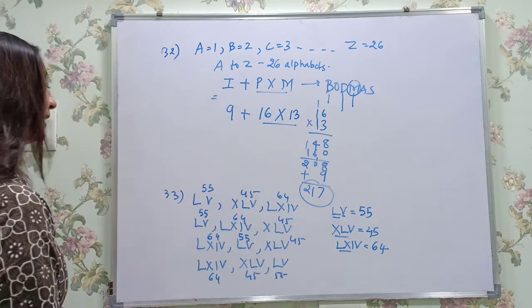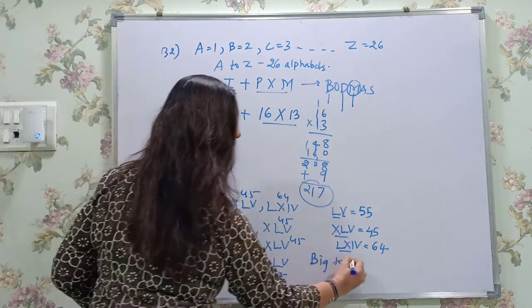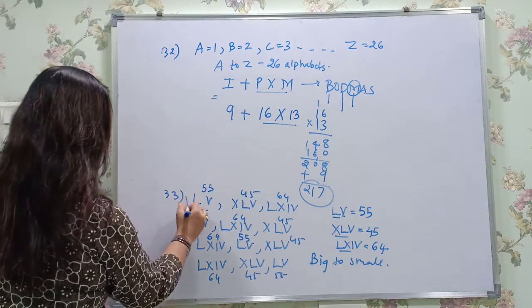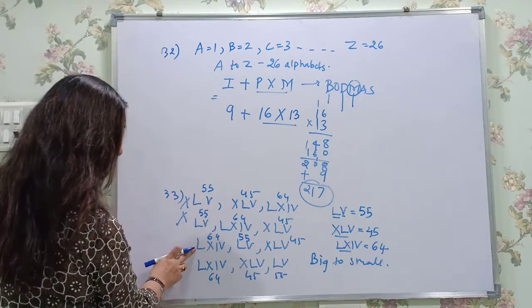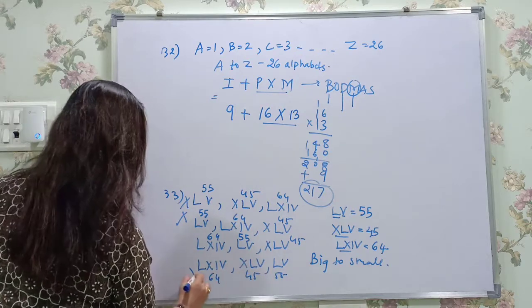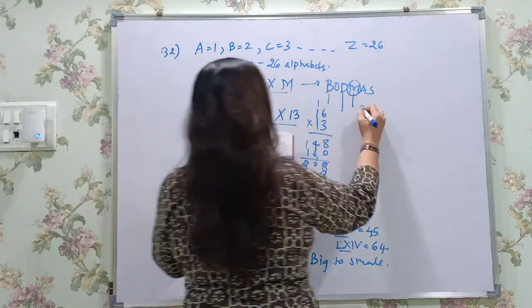Now which one is descending order? Descending order is nothing but big to small. So which is the biggest out of these, kids? 64 is biggest, so this and this option goes away. So 64 is biggest, 64 then 55 then 45. Here it has become wrong. So the option is this, right? Sum number 34.